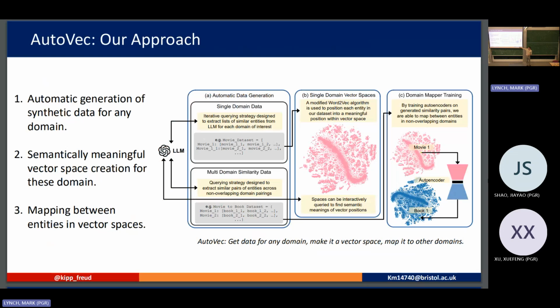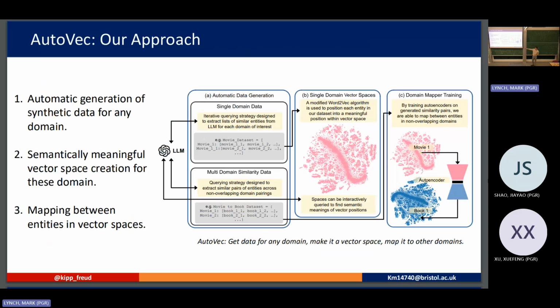Second is the semantically meaningful vector space creation for these domains. So you're creating your own data sets, then you are synthesizing semantically meaningful vector spaces of those domains where, for example, if you wanted to run it on board games, which humans would find similar to each other would be positioned in proximate locations in this board game vector space.